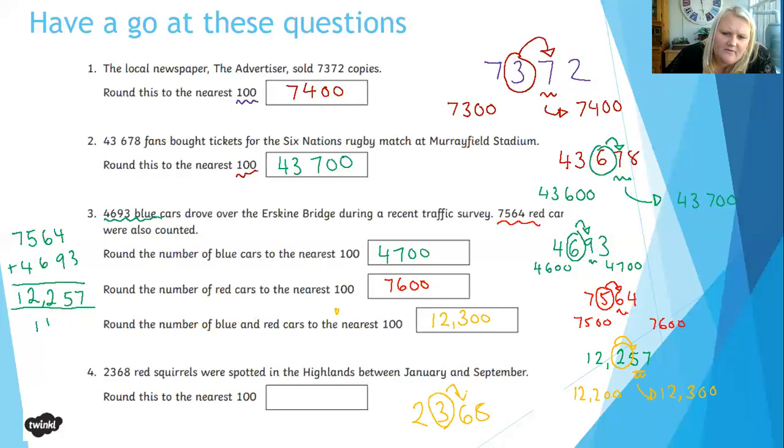I'm going to draw my circle and my arrow. So I know that's a 6. I know it's either going to be 2,300 or 2,400. It's a 6. It's going to round up. So it's going to be 2,400. Okay. Finding those options, using that circle and that arrow is the most straightforward way to help you with rounding.